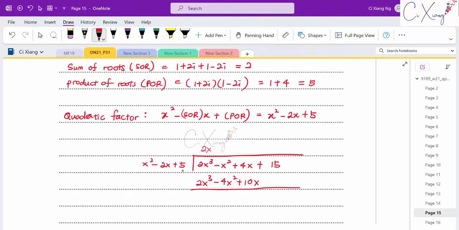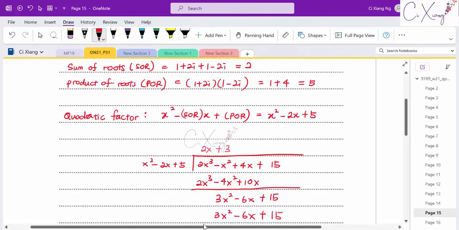Okay, then I take the term on top minus the term at the bottom. So when I take the term on top minus the term at the bottom, it will be 3x squared minus 6x plus 15. Then again, you ask yourself, something multiplied with x squared to get 3x squared. So the something here should be a 3. So 3x squared, then 3 multiplied with negative 2x, I have negative 6x. And then 3 multiplied with 5, then I have 15.